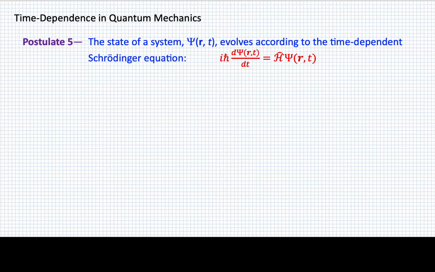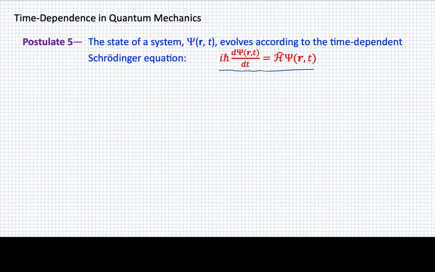When we looked at the classical wave equation, we saw that it generated conditions that would help us solve for not only the position dependence of the wave, but also its time dependence. This same is true in quantum mechanics, and this is the subject of Postulate 5. It basically says that the state of a quantum mechanical system can evolve in time, and it does so according to a very specific equation, namely the time-dependent Schrödinger equation, which is given here.